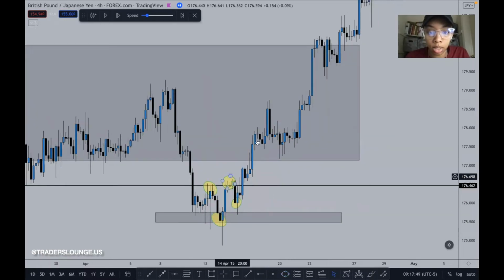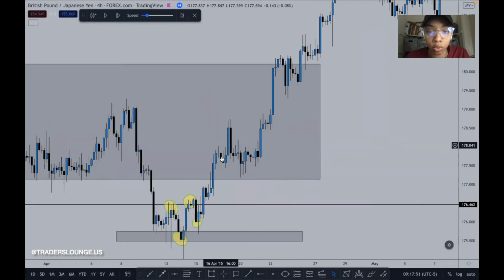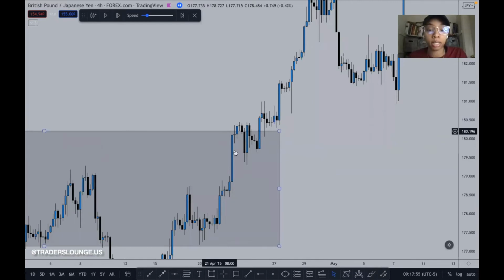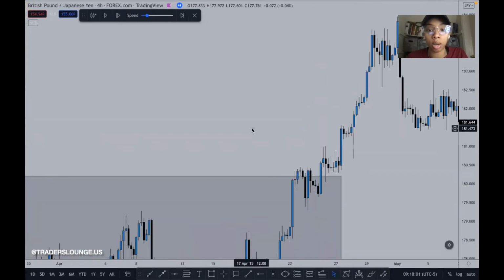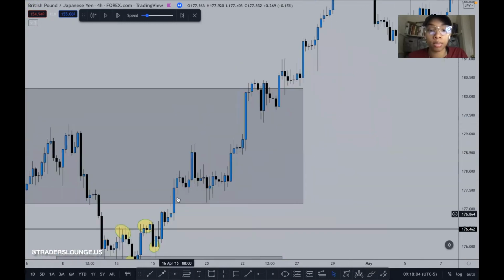See? Now it's continuing up. Now we're back into this range here, into our consolidation area. Price breaks out of the consolidation area. We finally break past this level right here. Okay? So now price is trending up. We have a trend up here.